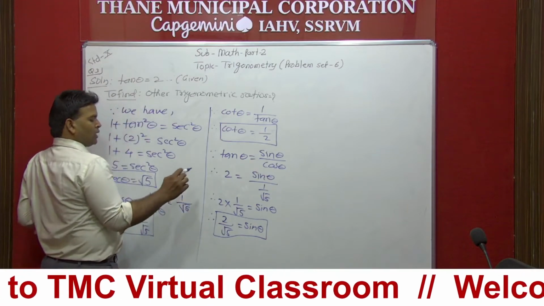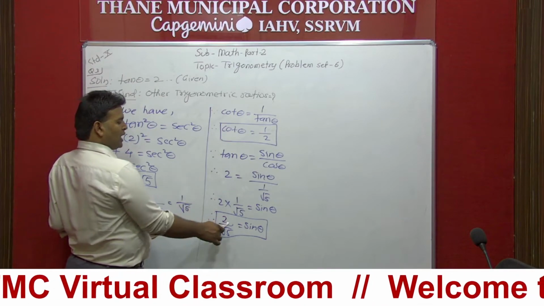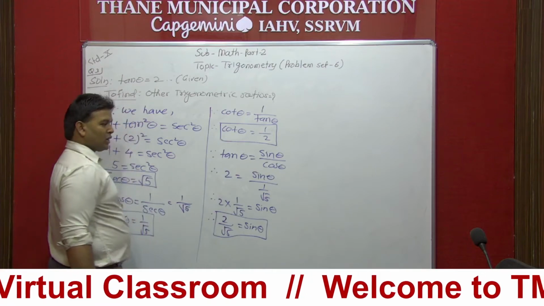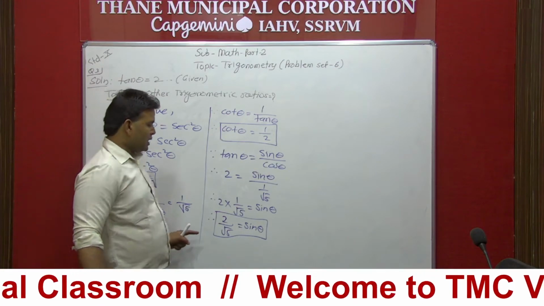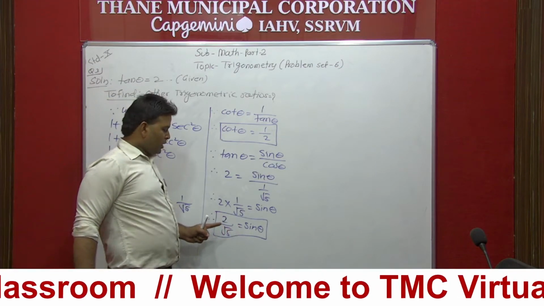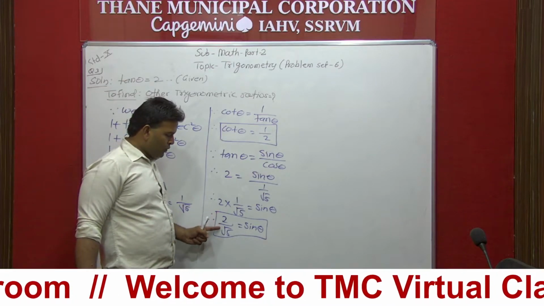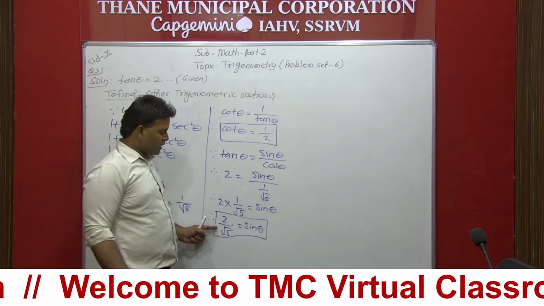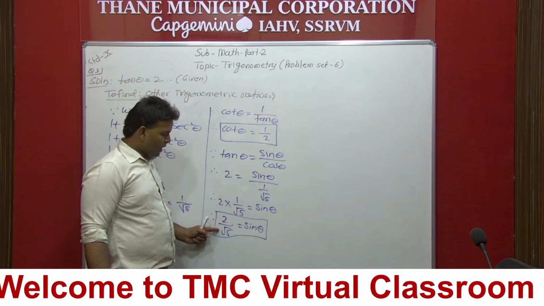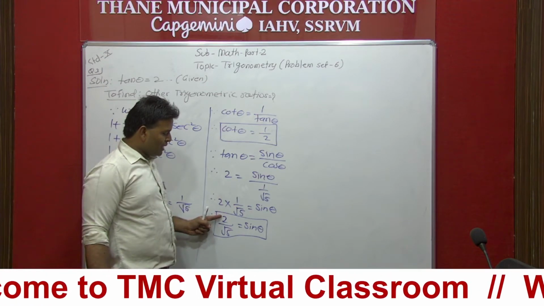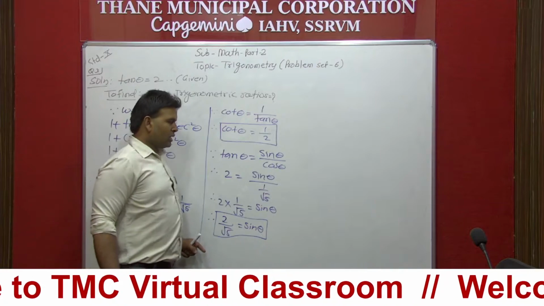So I got almost 4 ratios. I am left with one more ratio, that is sec theta, cosec theta. Cosec theta is the opposite of sin theta. What is sin theta? 2 upon root 5. The cosec theta will be just the converse of this. So here this root 5 will become the numerator and this will become the denominator. So let us see here.